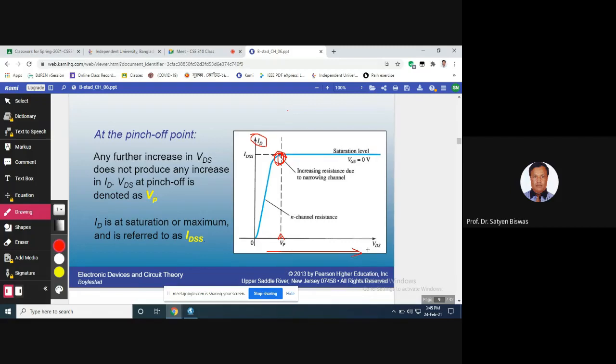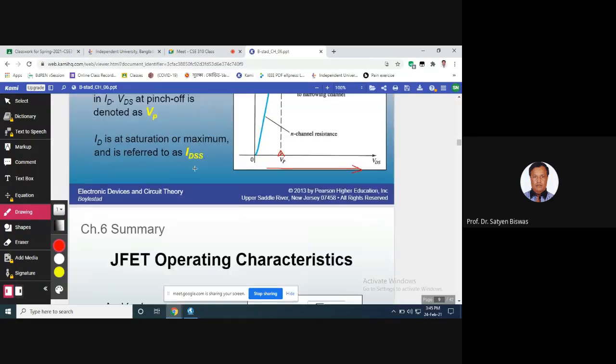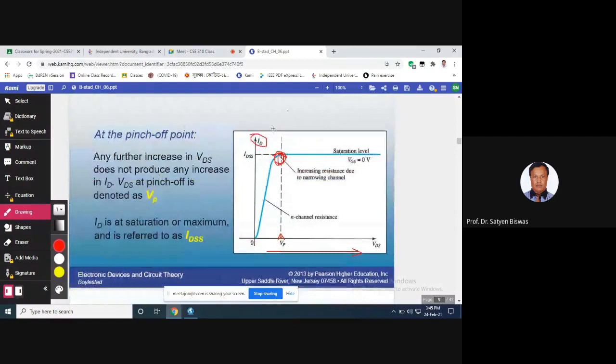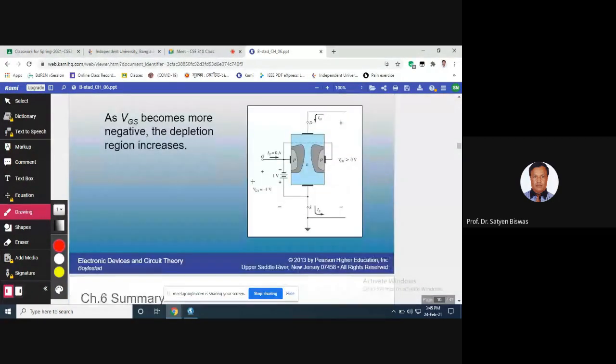VDS is on the x-axis and ID on the y-axis. After the pinch off, the current is constant, but before pinch off, the current is gradually, sharply increased. This can be represented by a mathematical formula.